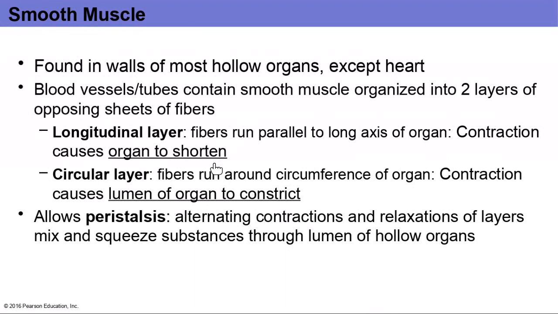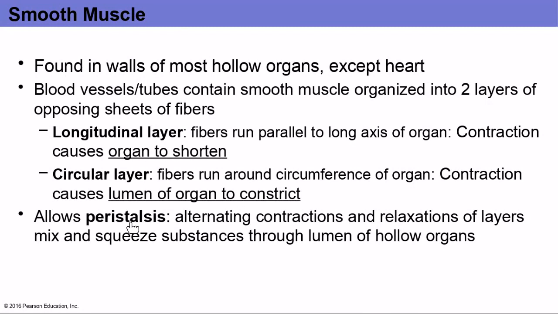Okay? And now what we're going to see with smooth muscle is that we have an alternation in contraction of these two layers. The longitudinal layer will contract, causing the organ or structure to shorten. Then immediately after that, the circular layer contracts, causing the lumen to become more narrow. And then back again to longitudinal layer contraction. So basically, these just alternate, right? Now, this is called peristalsis.